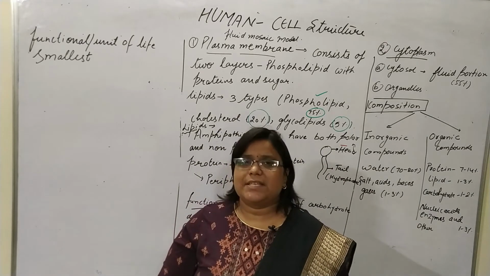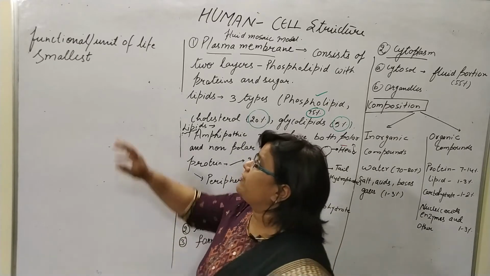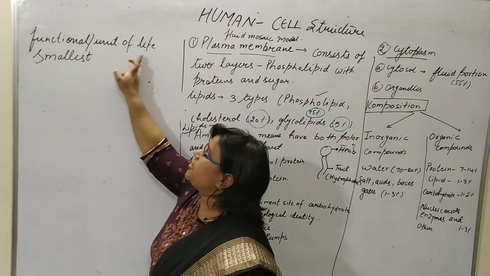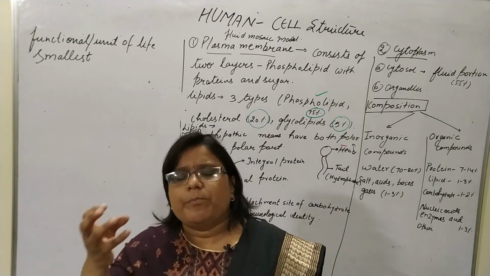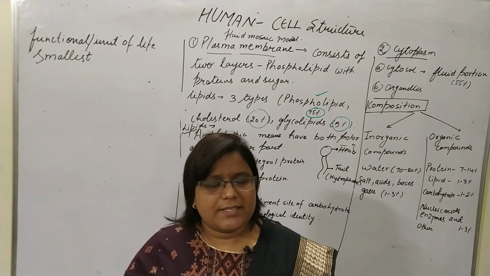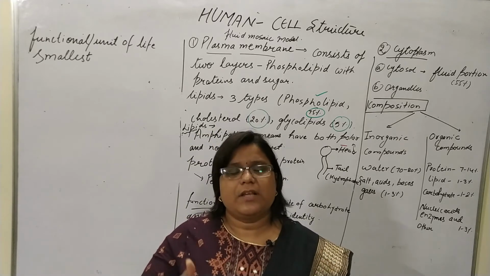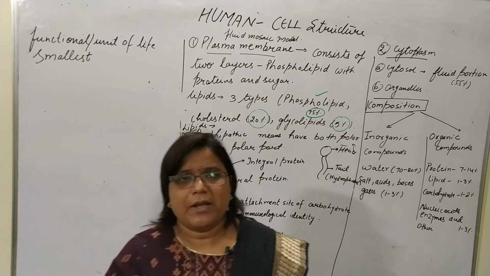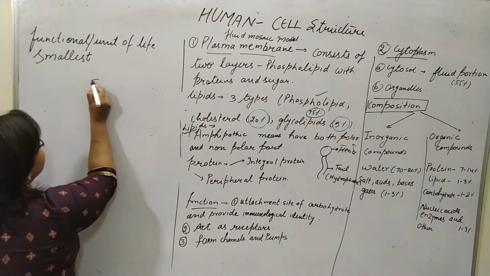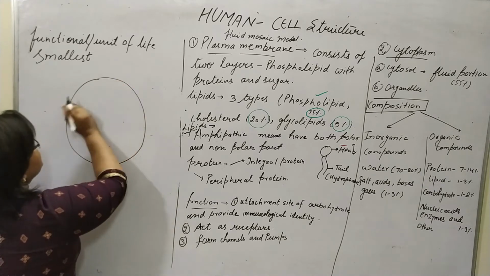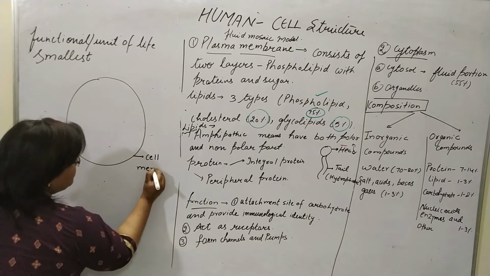As we know, the human cell is the smallest functional unit of life. Now we will discuss the basic structure of the cell, and after that we will discuss each and every structure one by one. Here, the outer membrane of the cell is the cell membrane.